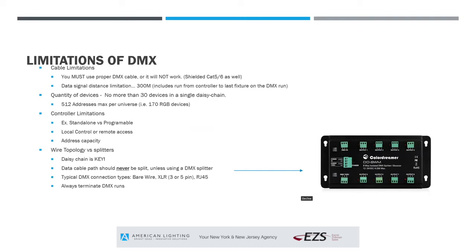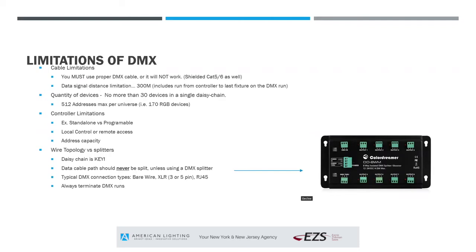So you may be able to do 30 devices, but you might be running a 300 watt fixture on a 20 amp circuit that may only allow you to run 10 fixtures. So you have power to consider as far as the number of fixtures, and then your DMX consideration as well. So be mindful of that.